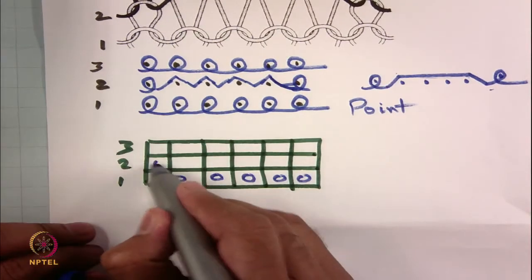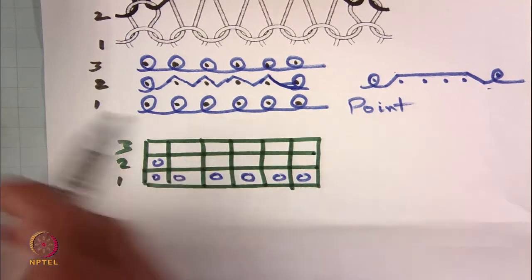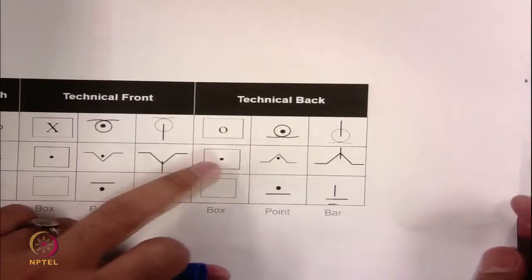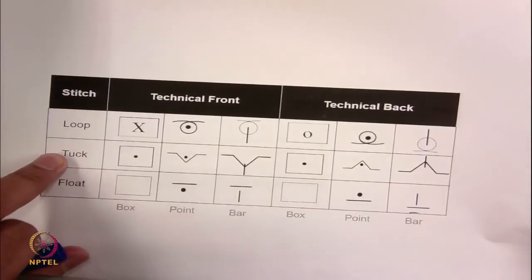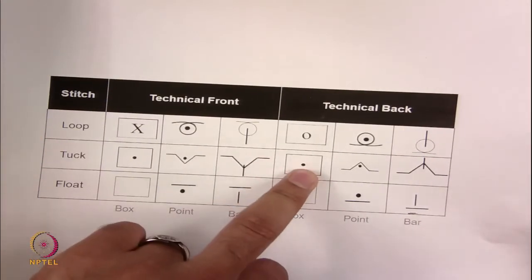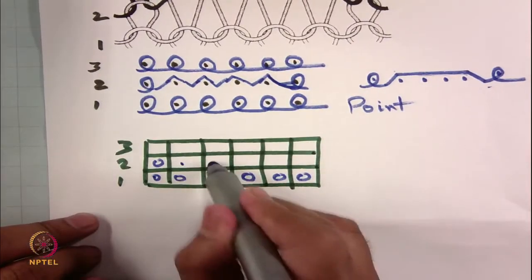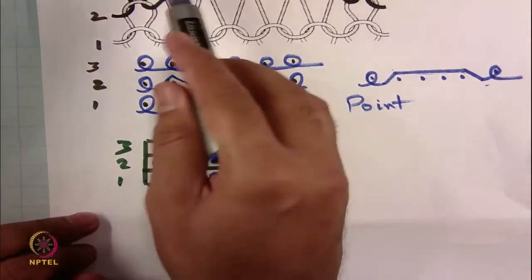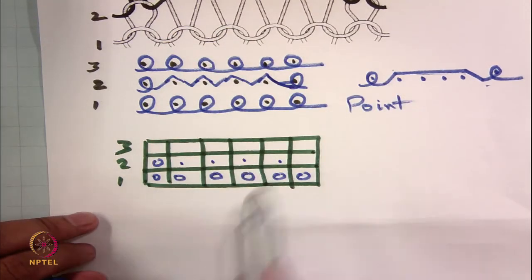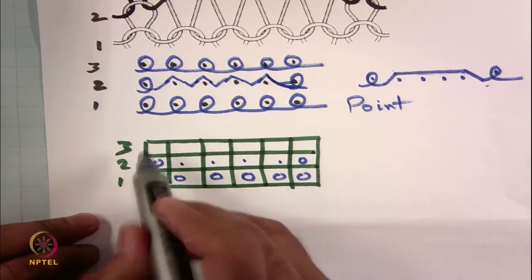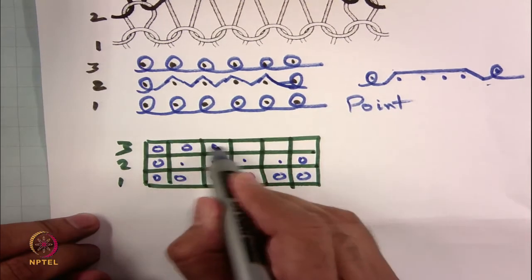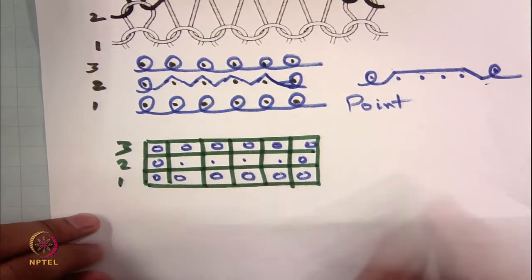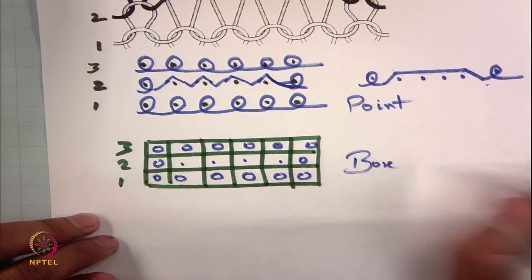In the second row you have 0, then 4 tucks, and how do we represent tuck in technical back? By a dot. So, tuck on the technical back side is represented by a dot in a box. So, 4 dots representing 4 tucks, then 0, and then on the third course all are technical back. So, you can simply put 6 zeros. So, this is your box diagram.